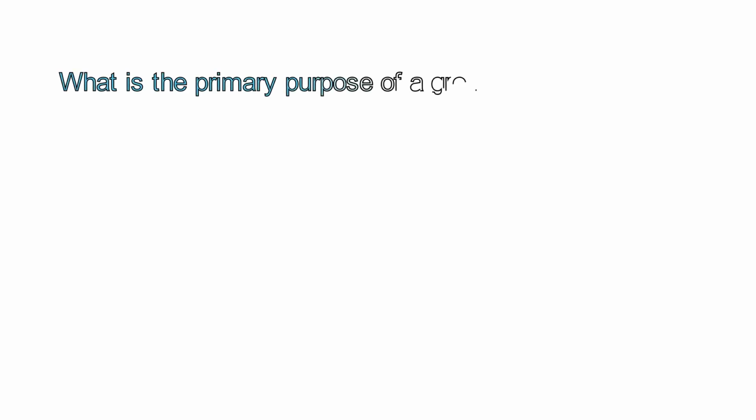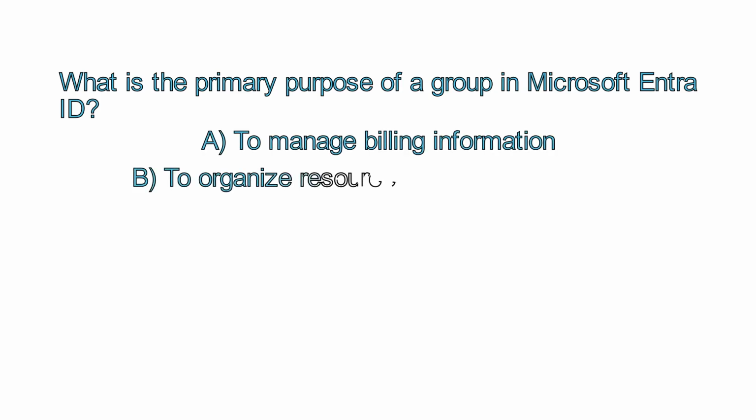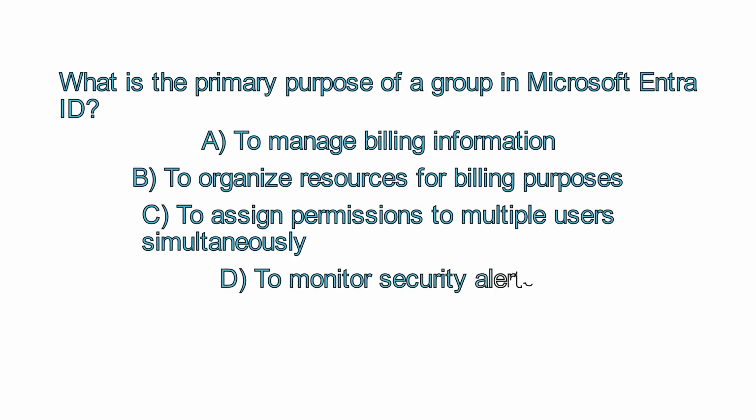What is the primary purpose of a group in Microsoft Entra ID? A. To manage billing information. B. To organize resources for billing purposes. C. To assign permissions to multiple users simultaneously. D. To monitor security alerts.